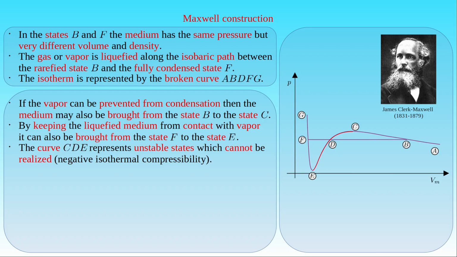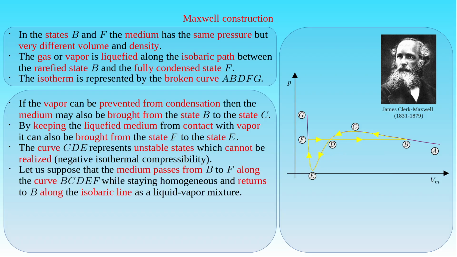Then he considered a closed hypothetical path where the medium passes from the state B to the state F along the curve B, C, D, E, and F while staying homogeneous, and returns to the state B along the horizontal isobaric line between F and B as a liquid-vapor mixture. Because the curve B, C, D, E, and F is a part of an isotherm and the temperature does not change along the horizontal path between the states F and B during vaporization, the temperature is constant in the whole process.